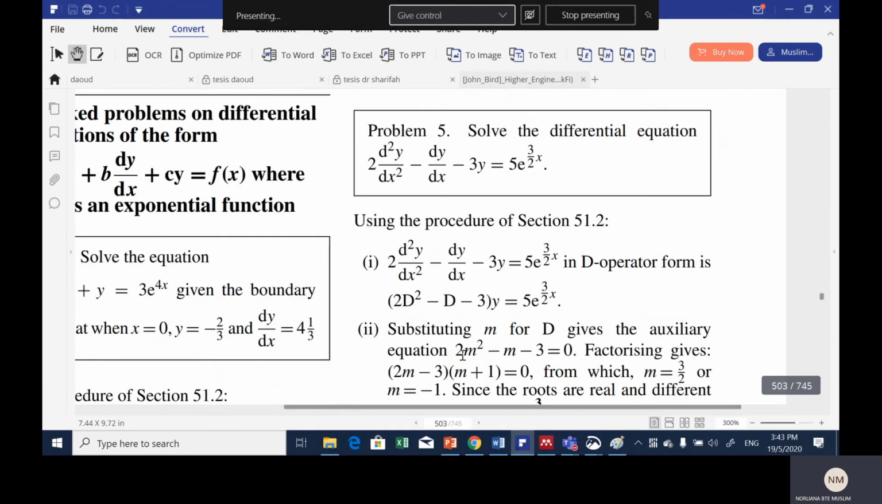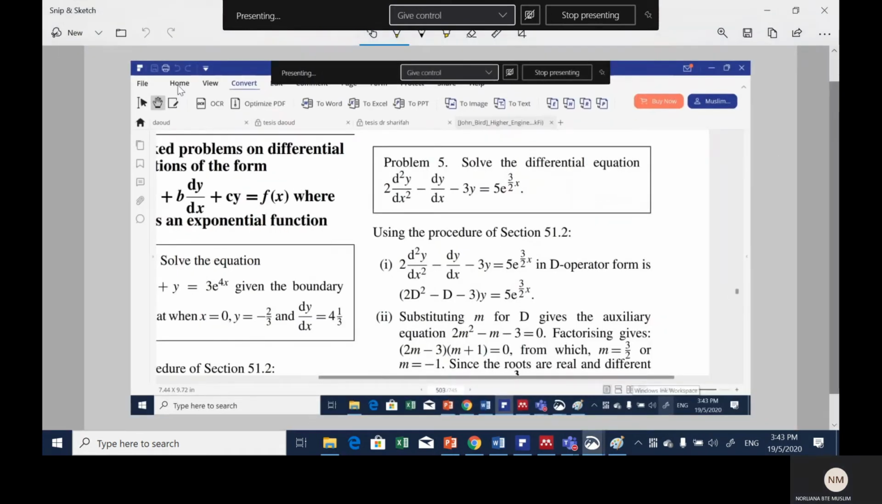Okay, so I'm going to proceed to problem number 5. This is the question. Solve. In this question there is no boundary condition given, so it means that we need to find the general solution. First, for the second order ODE, the one on the left hand side, write down the auxiliary equation: 2m squared minus m minus 3 equal to 0. You can check the values on your calculator. So the roots are real numbers and different.